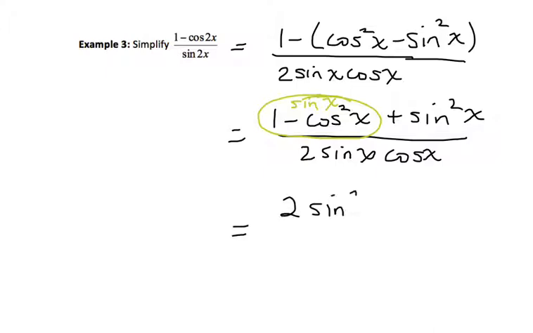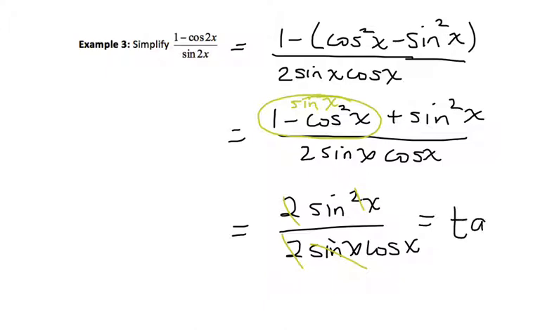2 sine squared x over 2 sine x cos x. And now I have canceling that happens. Cancel off one of the sine squareds with that sine x down there. Cancel off the 2's. That leaves me with sine x over cos x, which is tan x. So that's a nice simplification.